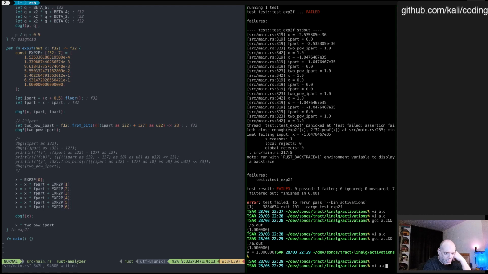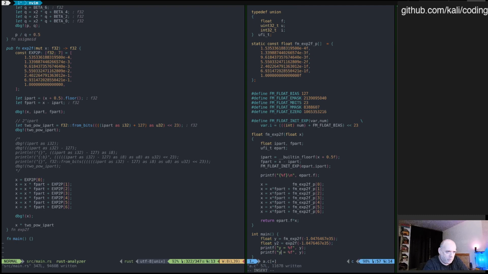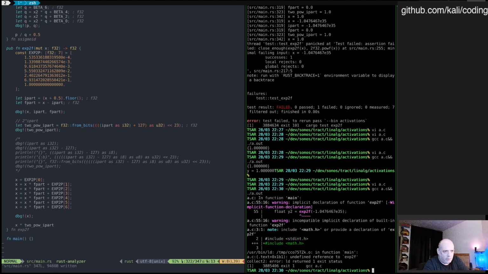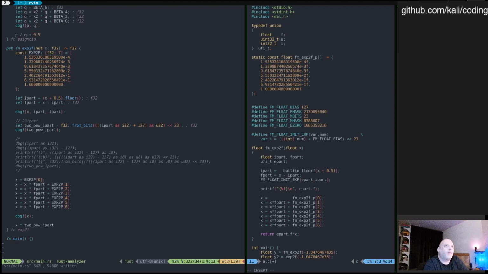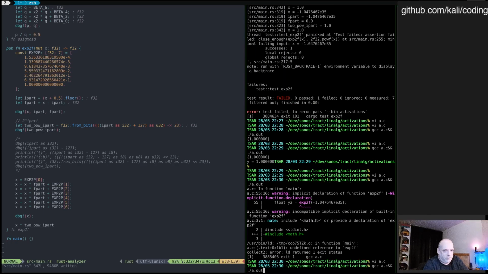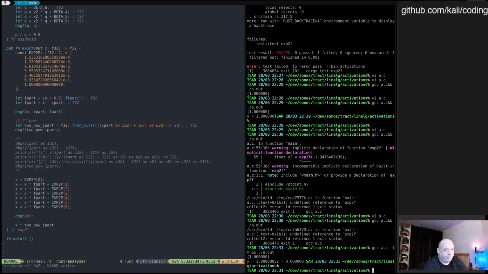I want to try something else while we are at it. I want to make sure. So this should be the implementation from the standard library, and include math. I can do that. And I need to link it now. 0. Okay.